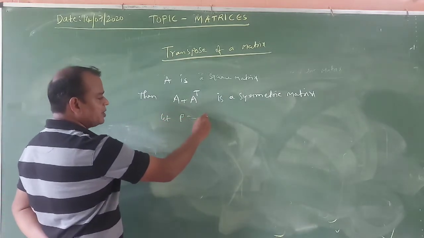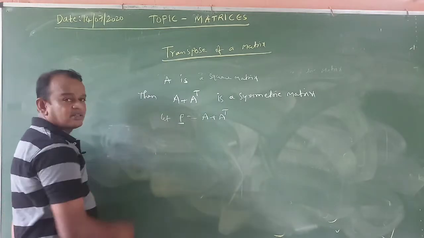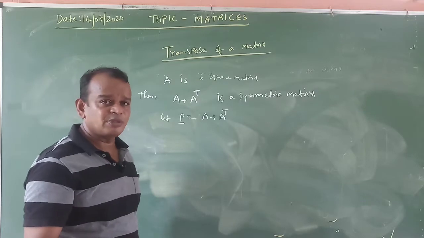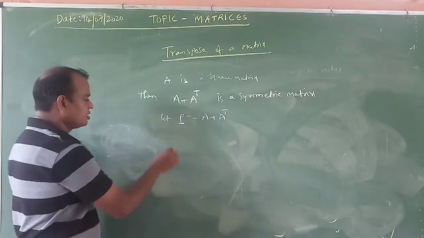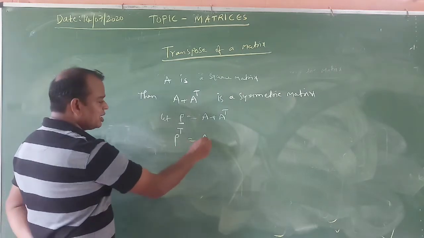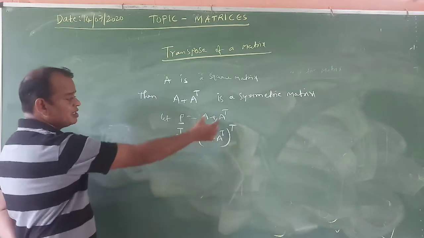Okay. Now suppose P is equal to A plus A transpose. Now this P is the matrix, and you have to show that P is a symmetric matrix. For any matrix, to show it is symmetric, first we take the transpose of that matrix. Now P transpose means A plus A transpose whole transpose. P value is this one.